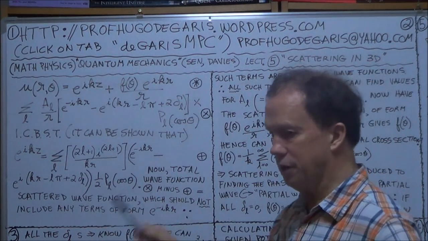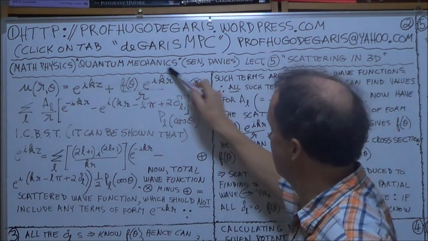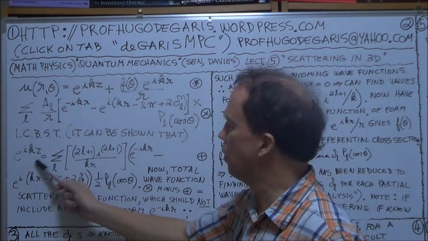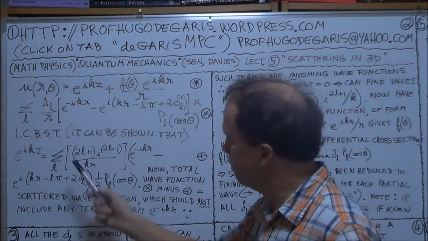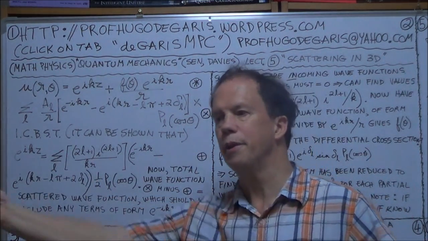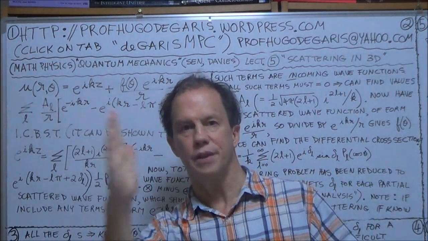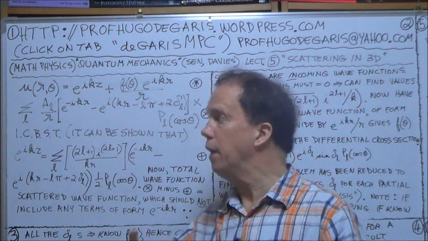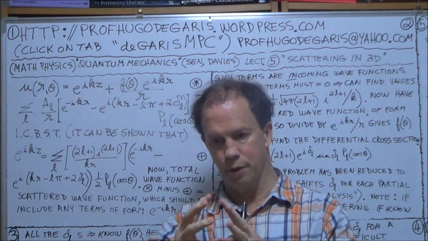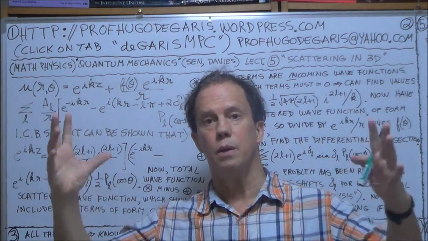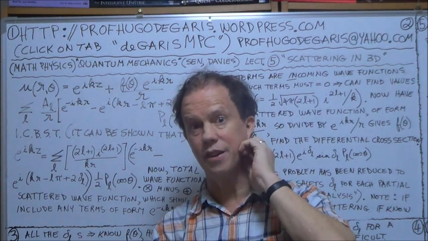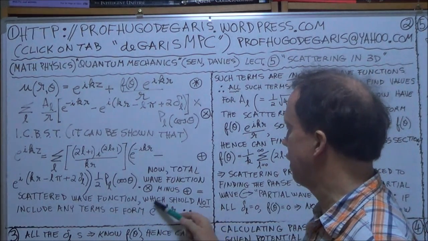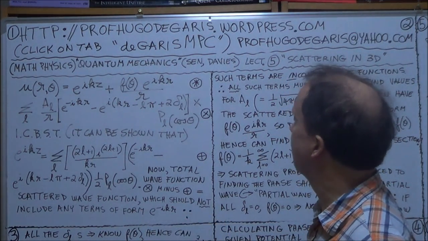Now, the result that you get, in other words, this, should not have any terms of this form. Why is that? Well, because terms of that form correspond to incoming wavefront wave functions, right? You don't want that. You want something of this form, that corresponds to a spherical outgoing scattered wave function. So you don't want anything of this form.